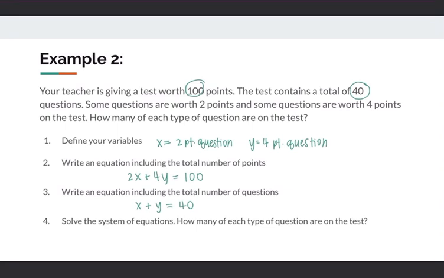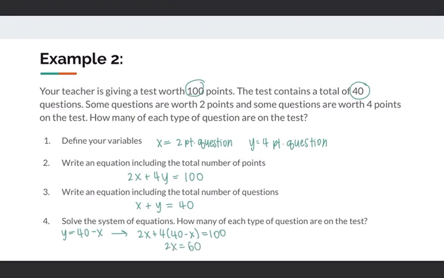Okay, so now we have our two equations. So I'm going to choose to write the second equation in terms of y. So I'm going to have y equals 40 minus x. I'm going to plug that into the first equation. So I'm just going to replace y. And again, I'll let you guys work out the algebra, but you should get that 2x is equal to 60.